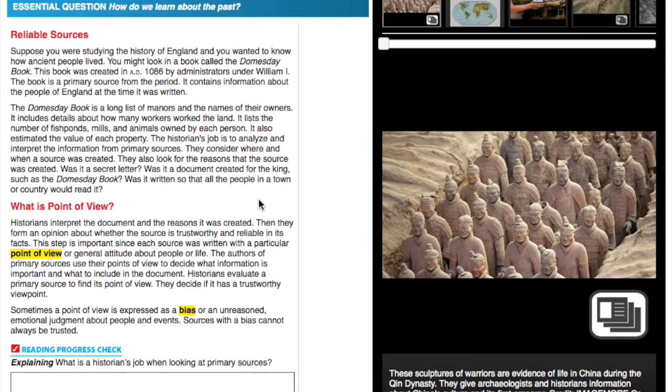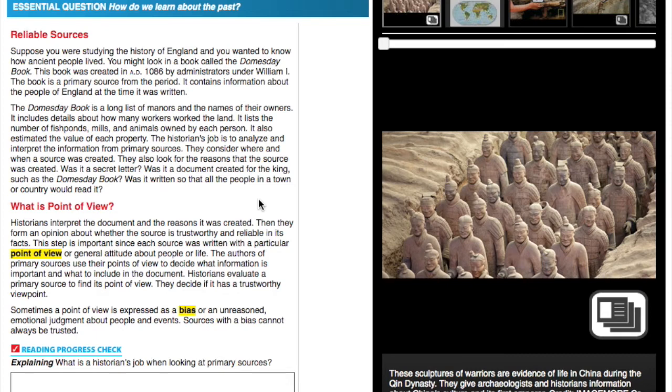So we have this book they're talking about, and we have to decide if it's reliable or not. And what they're trying to get at is the value of a property. Now, there's a good reason we want to know the value of the property. We want to know how much taxes we can collect off that property. So now imagine if the king said, hey, I want you to create this book. The king would be motivated to say your land is worth a lot of money, because then the king could charge you a lot of taxes.